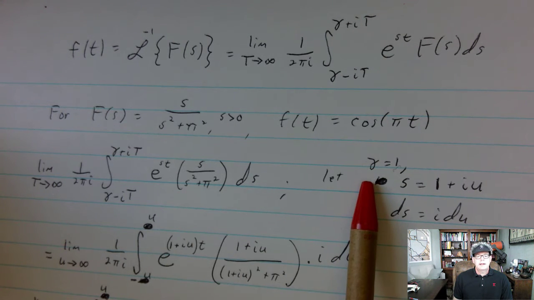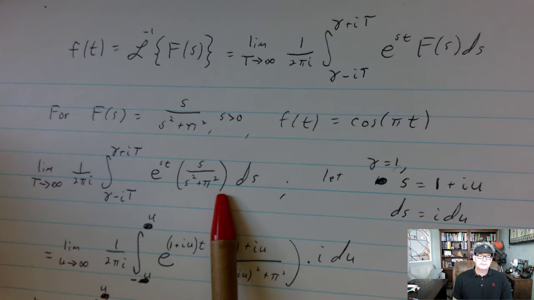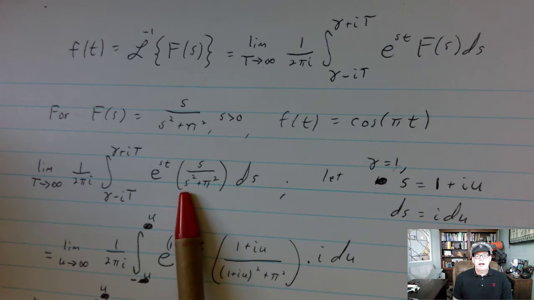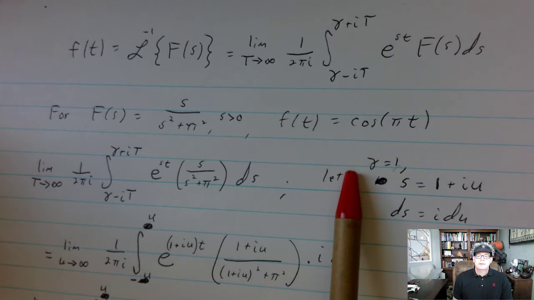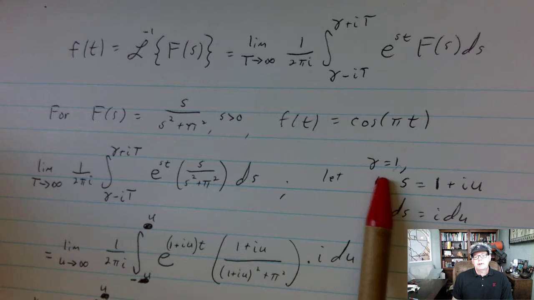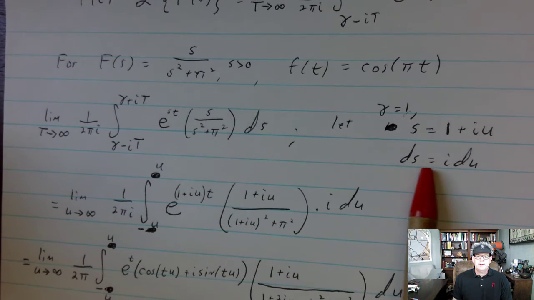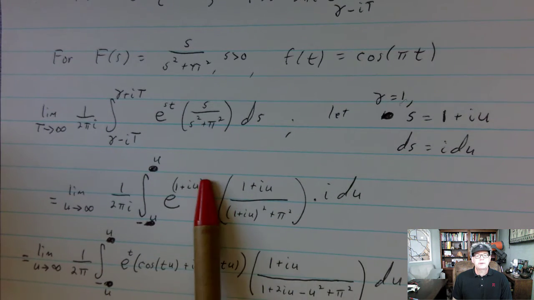I'll just use gamma equals 1. So I know there's trouble at s equals 0. You can kind of see it like I pi, there'd be trouble on the y-axis in the complex plane. But anyway, I'll let gamma equal 1. S will then be 1 plus iu as before. ds is i du.